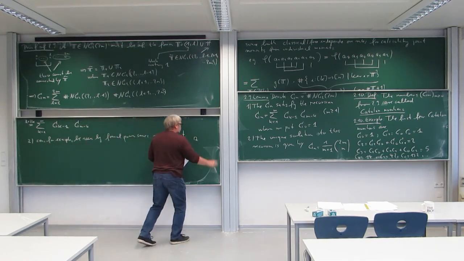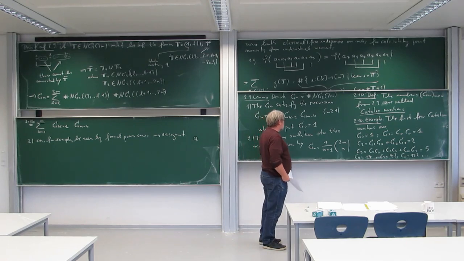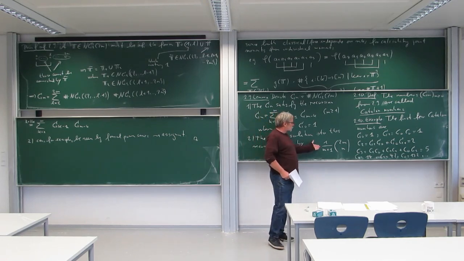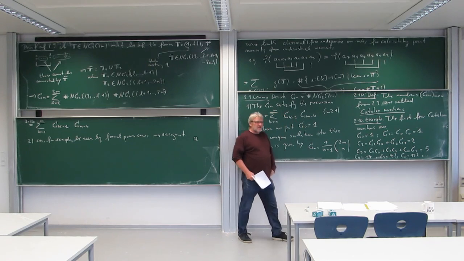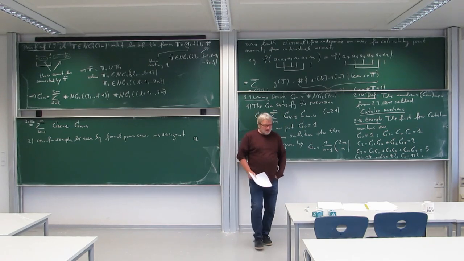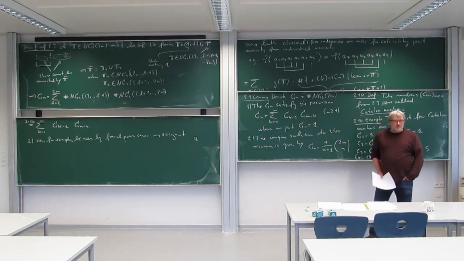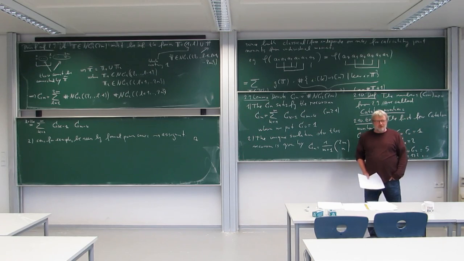Good. So this proves that the number of non-crossing pairings is given by those numbers, and those numbers on the other hand are also the moments of the semicircle. So this shows that in the free central limit theorem, our normalized sum converges to the semicircle distribution. Okay, that's it.